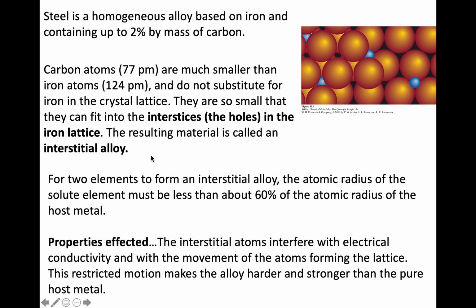Once again, the properties are affected. So in order to do this, the atoms that you're adding, they need to be small enough to fit into the holes. That's why there's a size constraint. Several of the properties you find affected are similar to what we had with the substitutional alloy. If you're restricting aspects of the motion, for example, you're once again making a harder and stronger material.